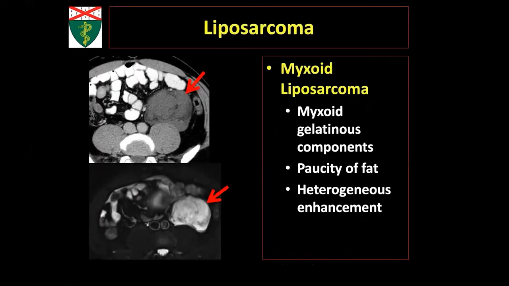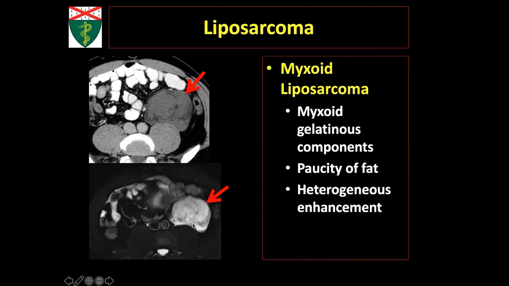Myxoid liposarcoma is another category of liposarcoma, and this is an interesting tumor in that it contains an abundance of myxoid gelatinous components. We can see this tumor over here in the pelvis. On the CT scan, it has low density, certainly looks like fluid density, has some interspersed areas of fat, so we should be suspicious that this is a liposarcoma.